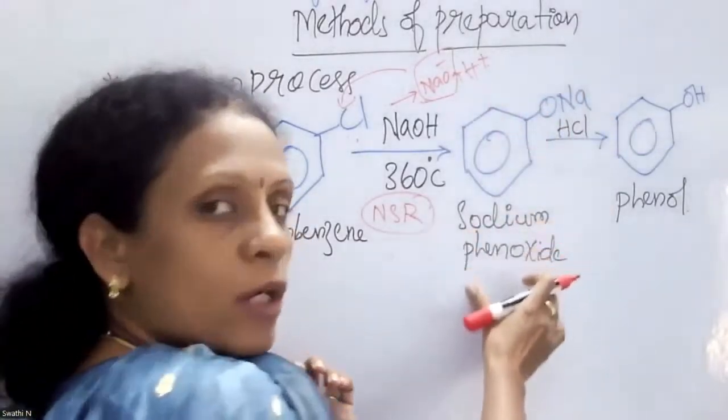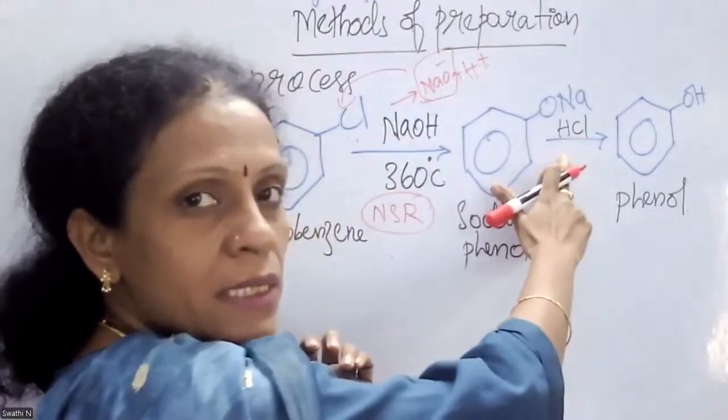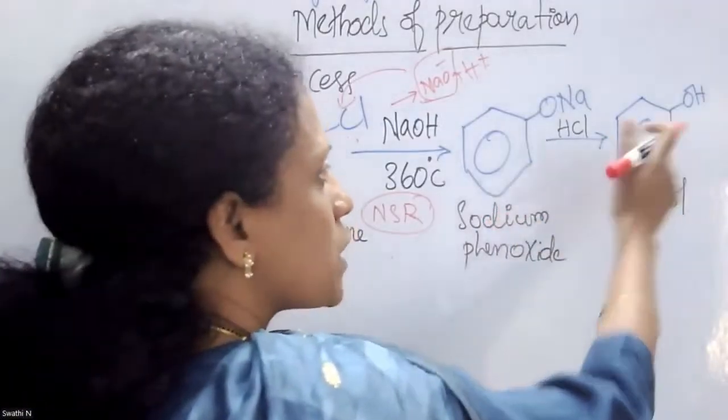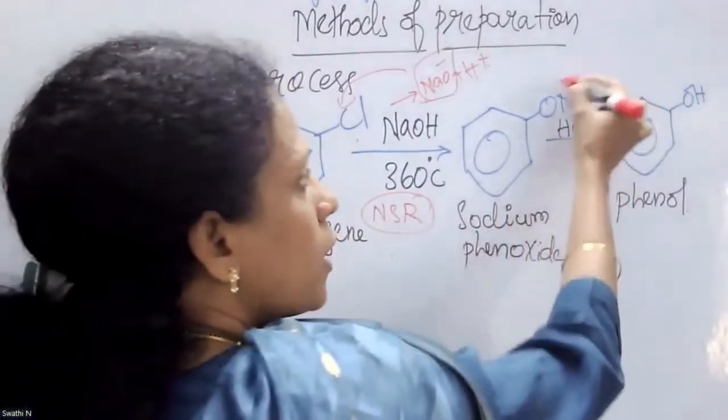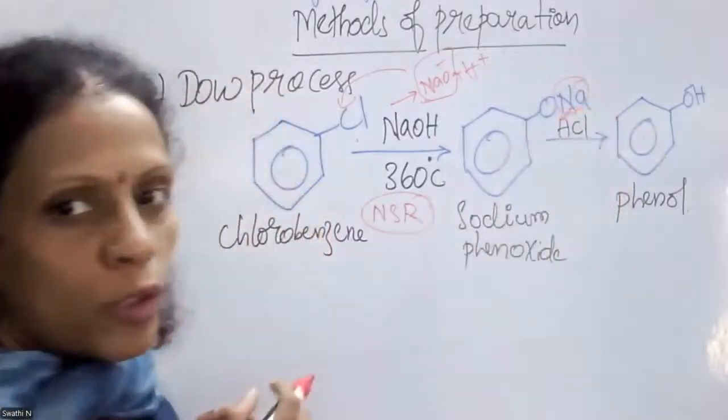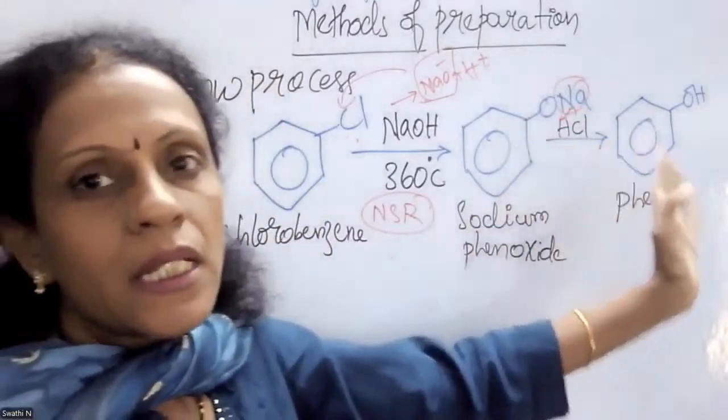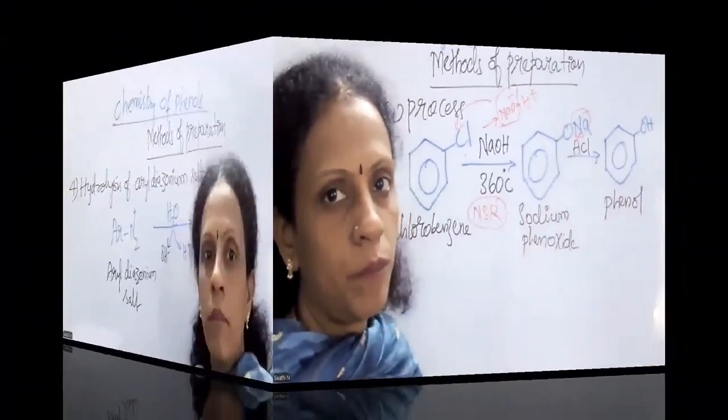Now when this sodium phenoxide is treated with mineral acids such as hydrochloric acid, there will be formation of phenol. So here again sodium ions will be exchanged for protons which are present in hydrochloric acid, and that is how we get phenol as the product.